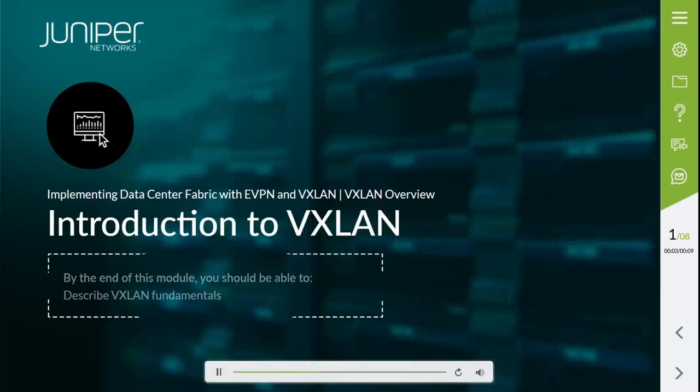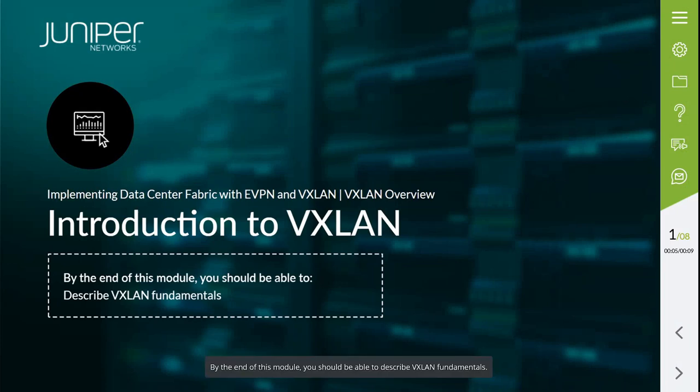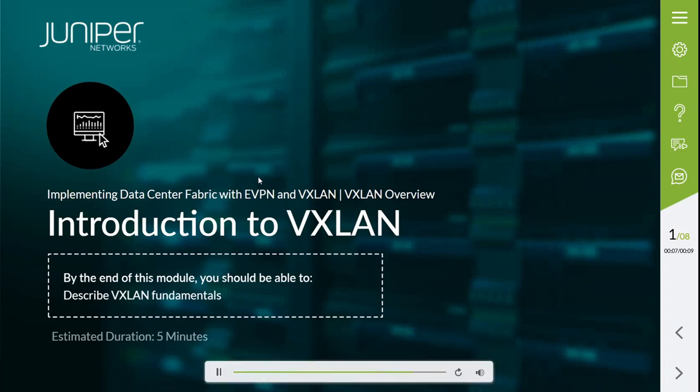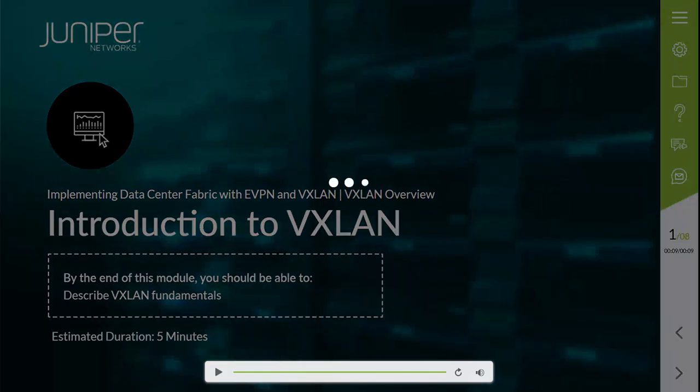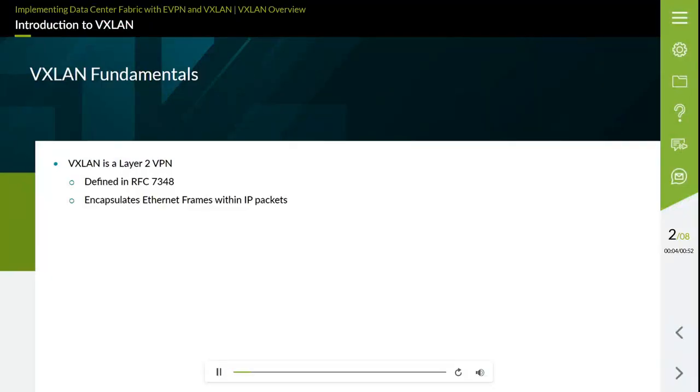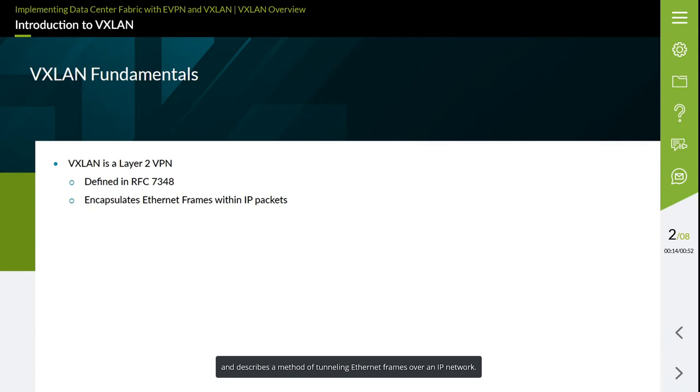VXLAN module. By the end of this module, you should be able to describe VXLAN fundamentals. VXLAN is defined in RFC 7348. VXLAN is a framework for overlaying virtualized Layer 2 networks over Layer 3 networks, and describes a method of tunneling Ethernet frames over an IP network.